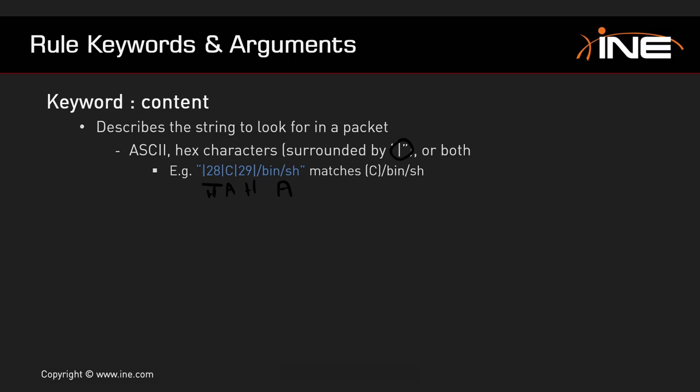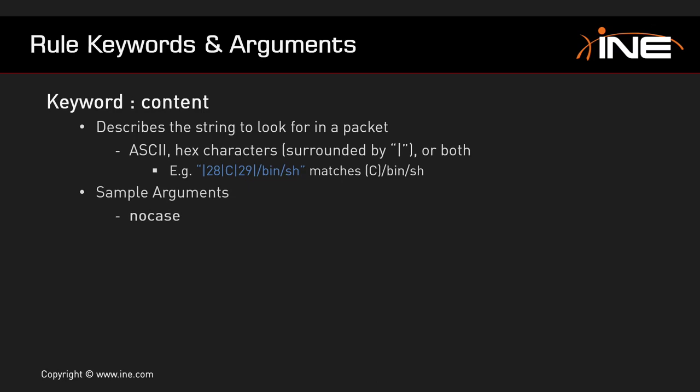So we mix two types of characters in a single string, where the result of that is going to be this, a string of characters you want to match. Hex 28 and hex 29, it's just parentheses in ASCII. Okay, so content is what makes our keyword.